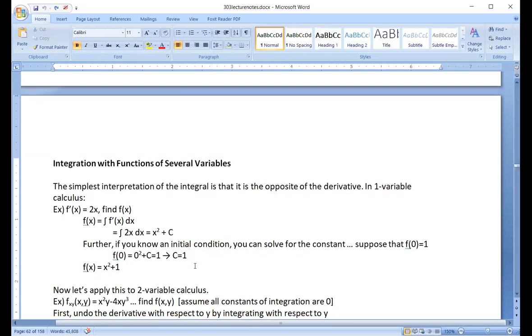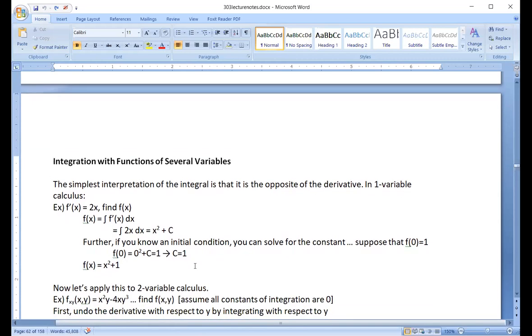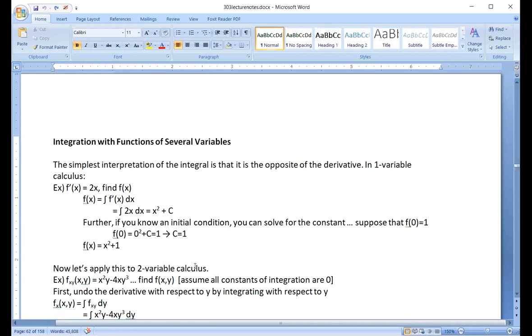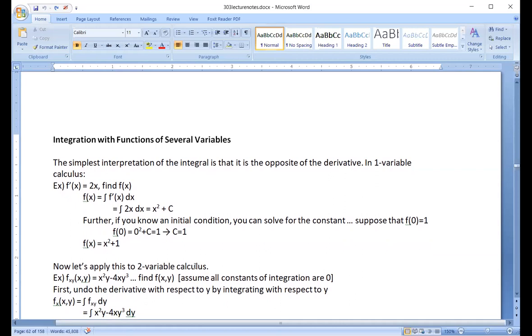So we have to undo the derivatives. This one is f with derivative with respect to x and derivative with respect to y. So let's just follow the notation and undo the derivatives in that order. So first, undoing the derivative with respect to y. We're going to integrate our function f sub xy dy, and that's going to give us just f sub x. Now when we integrate dy, how do we do it?